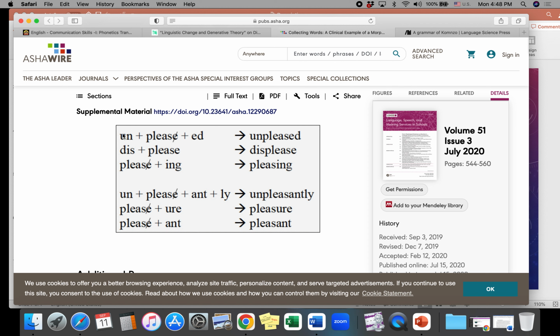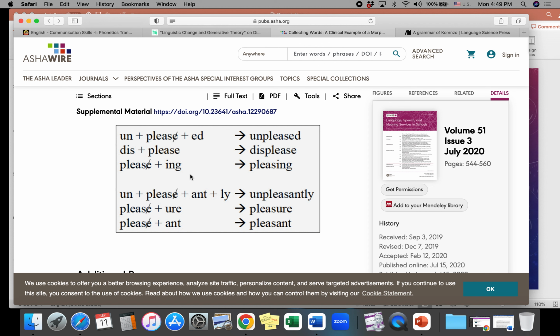So we have the word unpleased. And we know that please is kind of like the root of this word. And it gets an un added to the beginning. And it gets an ed, which we have to drop one of the e's because we can't have two, because please already ends in an e. And so now we have unpleased. And then we have displeased, pleasing.